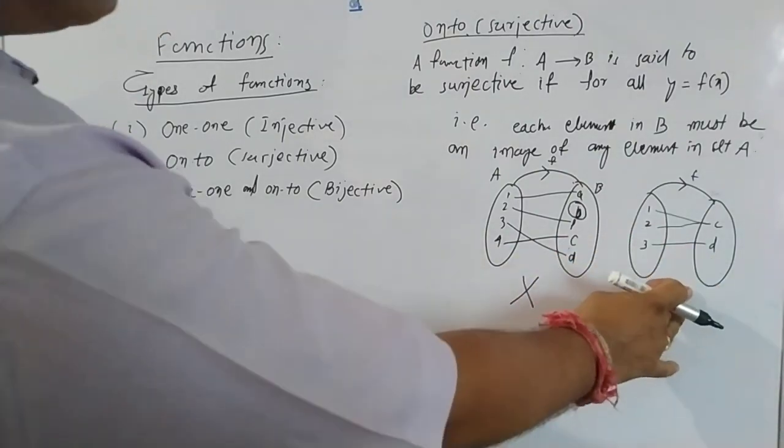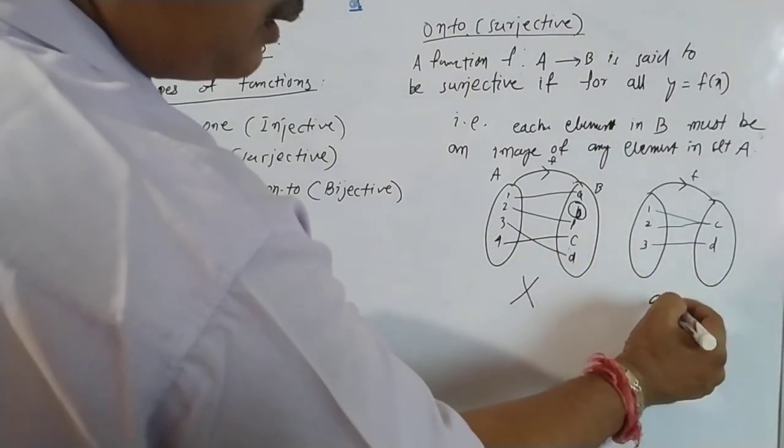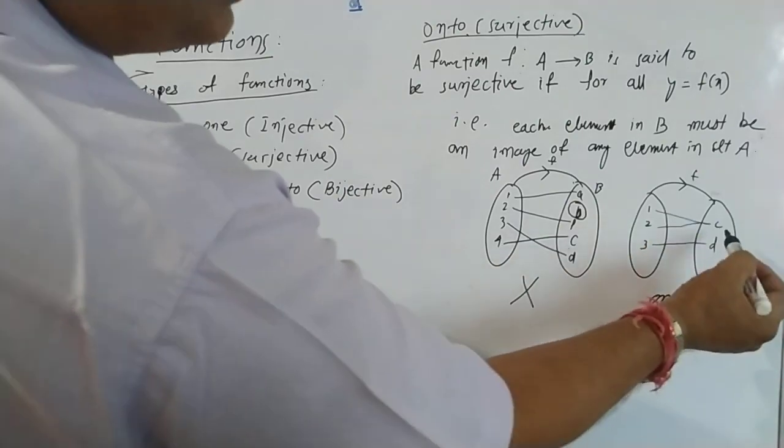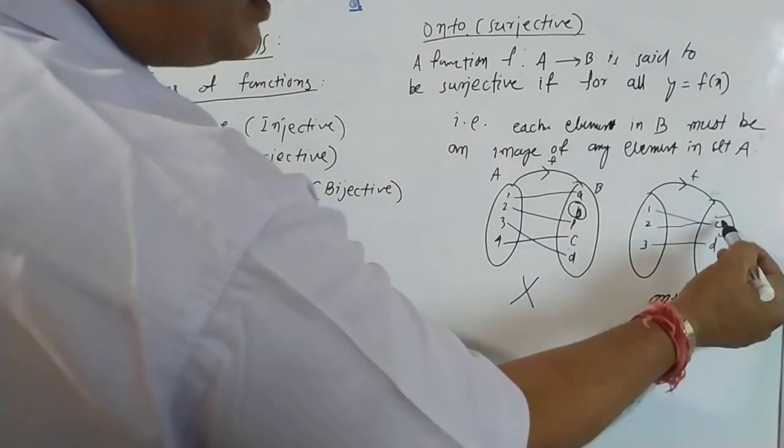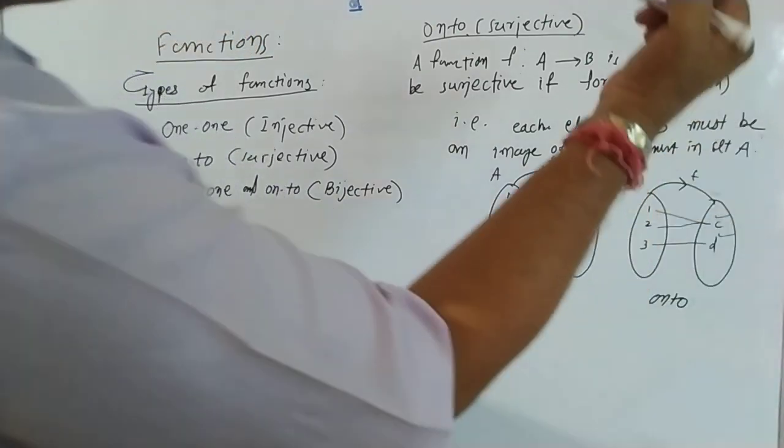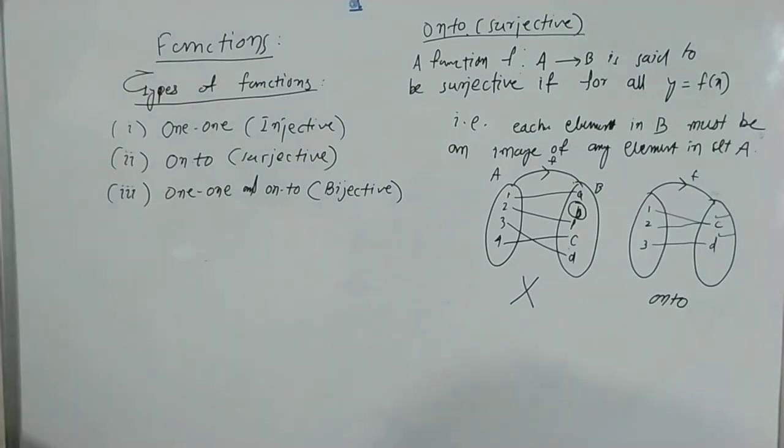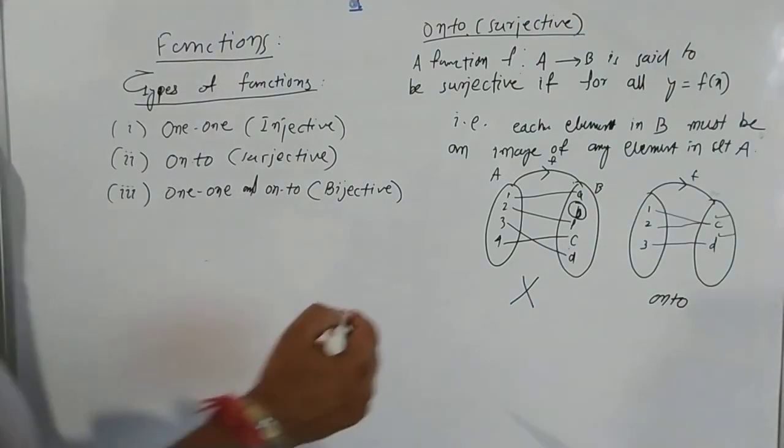This is onto, because there are two elements and each element is an image of some or other element. This is called onto. Okay, one example.